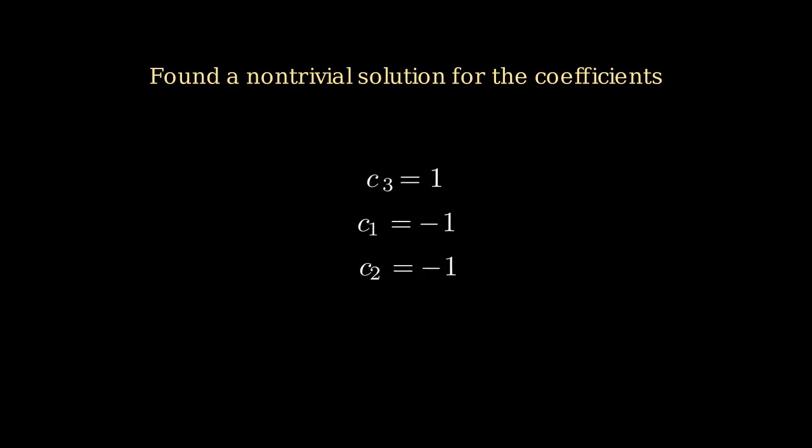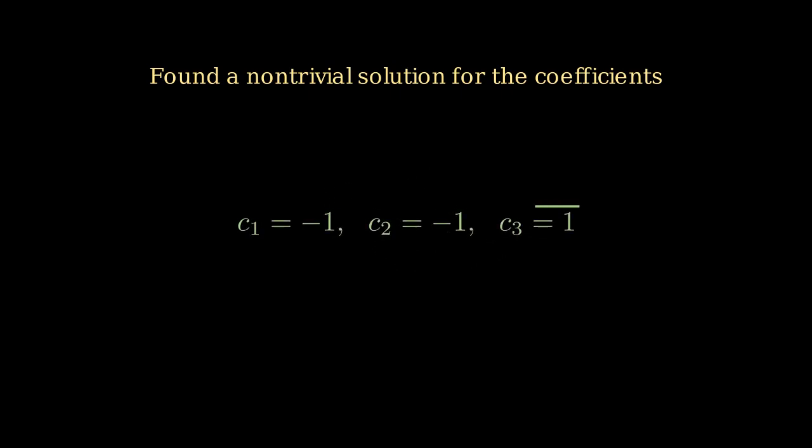So we have found the solution. C1 equals minus 1. C2 equals minus 1. C3 equals 1. This is a non-trivial solution because not all the coefficients are 0. Since a non-trivial solution exists, the set V1, V2, V3 is linearly dependent. One of these vectors really can be built from the others.